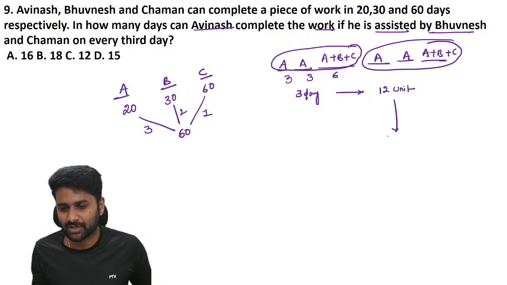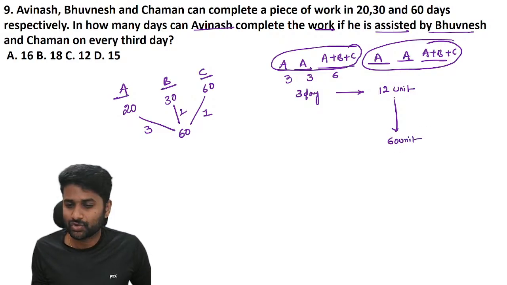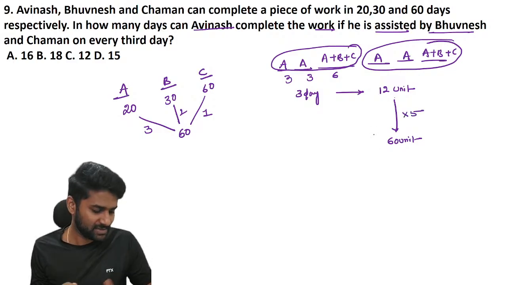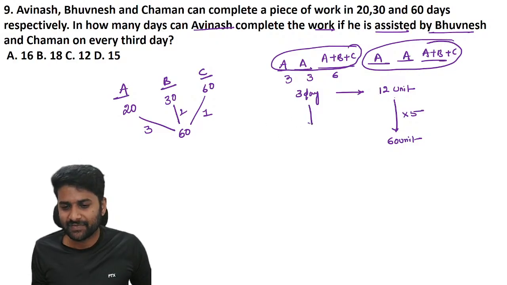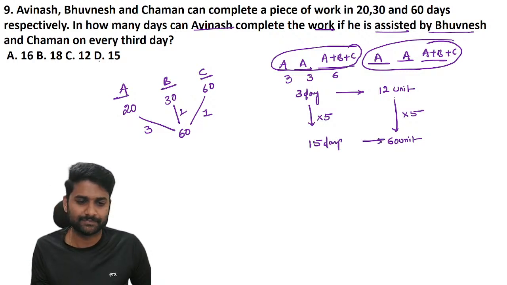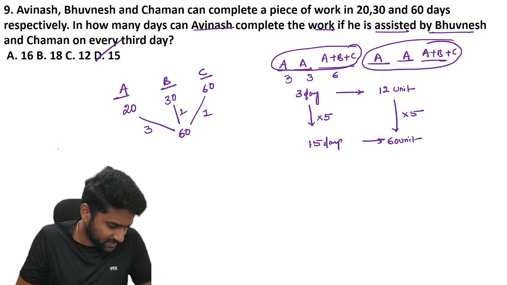In this question the total number of units is 60. Now 12 becomes 60 when multiplied by 5, so you will get 5 different cycles. Each cycle is 12 units. Now the total work is completed in 15 days. Very good, Shravani.